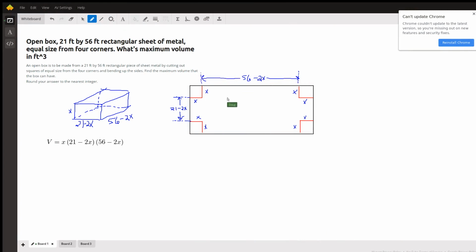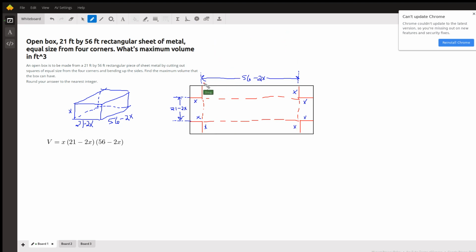Okay, here's our sheet of metal over here that is 56 feet in length and 21 feet in width. And we're going to cut equal squares out of each corner, fold up the sides along these dotted lines to create an open box. And we want to know what the size of x should be to create the open box of maximum volume.